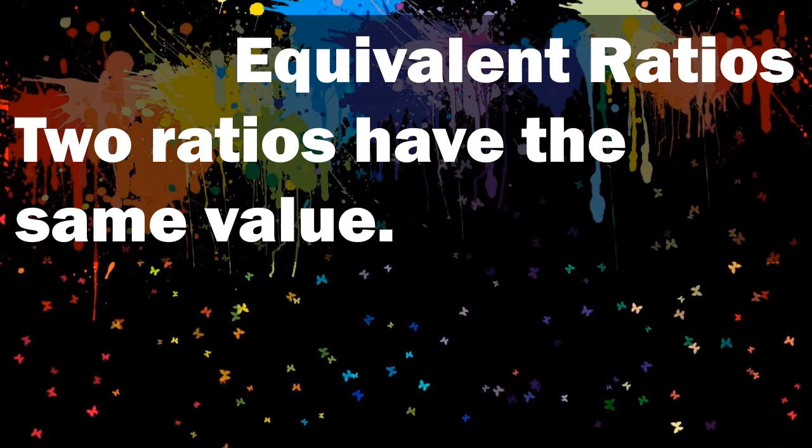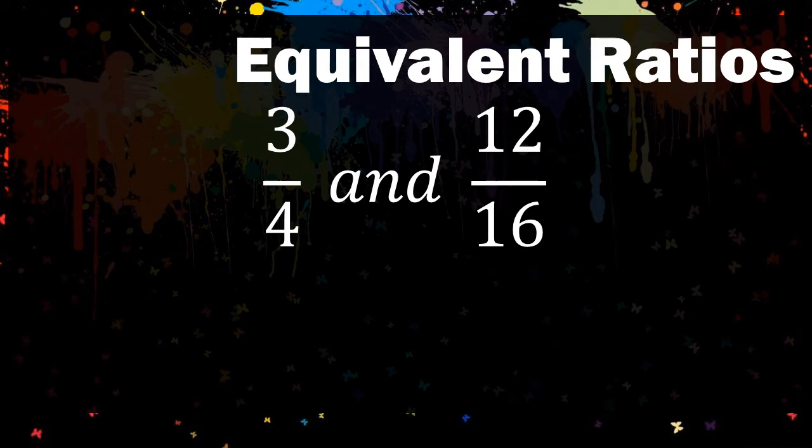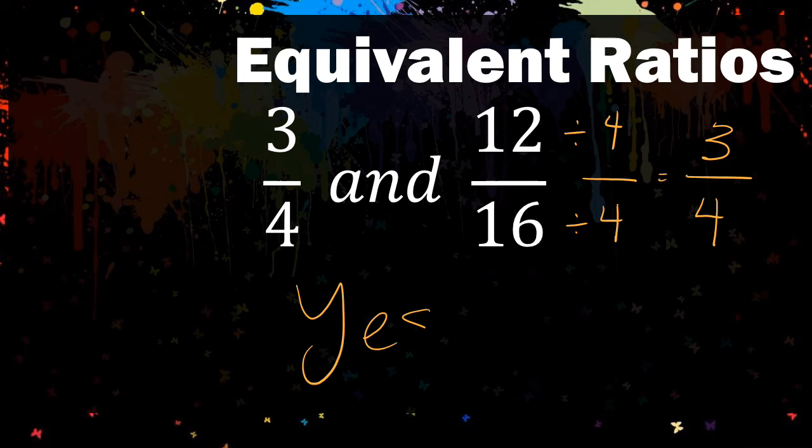Another thing with ratios, we can talk about equivalent ratios. These are two ratios that have the same value. We're given a couple examples here. We have 3/4 and we have the ratio 12/16. The way this works is we're going to simplify both fractions. 3/4 is already simplified. For 12/16, our greatest common factor is 4. When we divide, 12 divided by 4 equals 3, and 16 divided by 4 is 4. So yes, these are equivalent ratios because 3/4 is equal to 3/4.